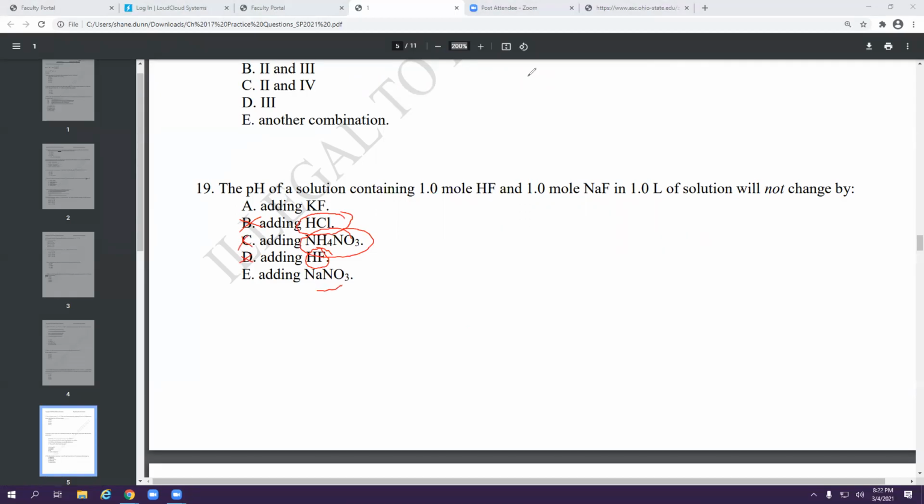Is E an acid? That's not going to affect anything because there's no common ions to manipulate. That's why E is the answer. If you add KF, it's going to act just like NaF, and it's going to affect the pH. Make sense? Common ions are going to be a factor here. Common ions are going to affect the pH.